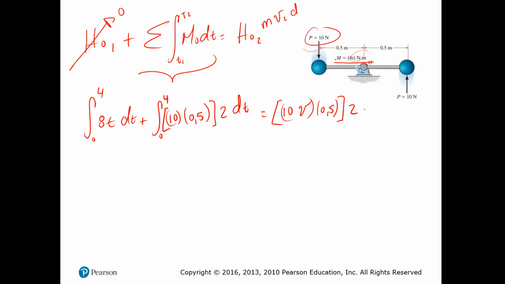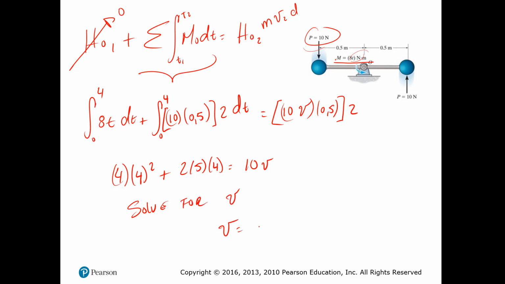So as we develop this equation, we have 4 that multiplies 4 squared over 2. And then right here we have 2 that multiplies 5 and 4. And then this equals 10v. If we solve for v, we will get that v equals 10.4 meters per second. Straightforward, and we got the velocity.